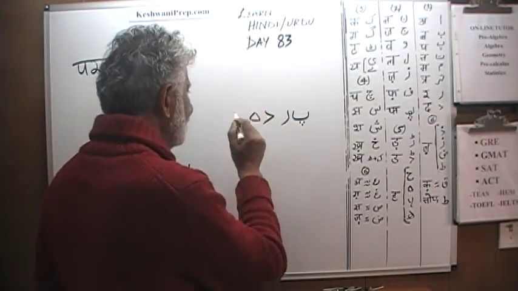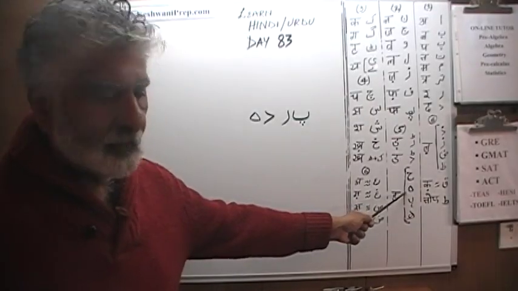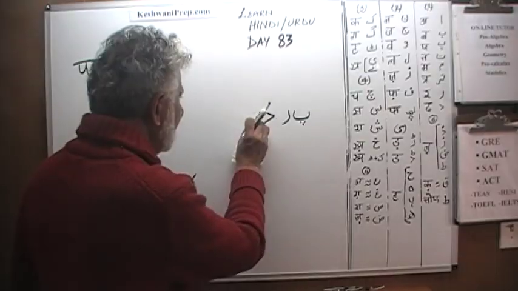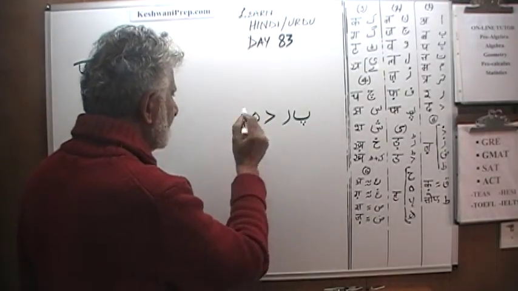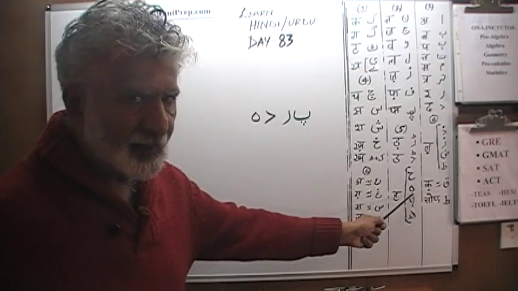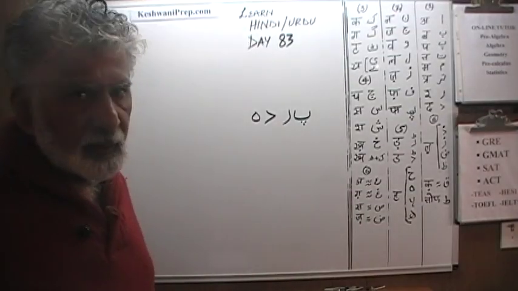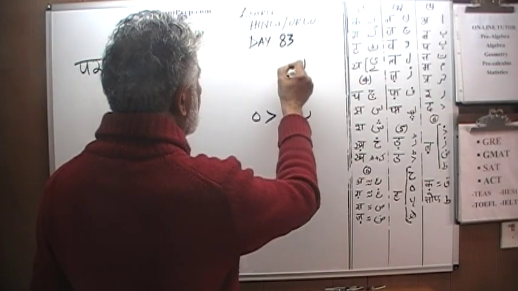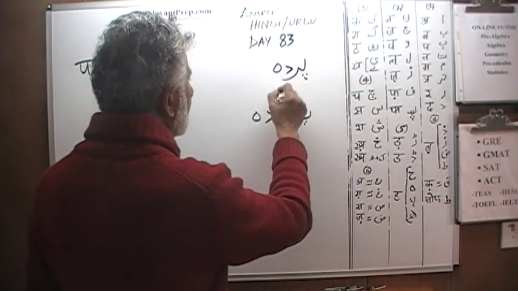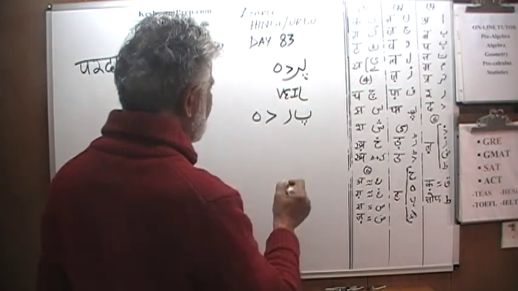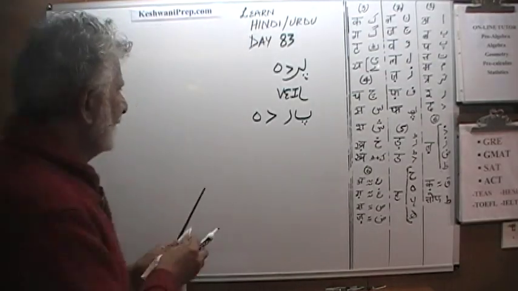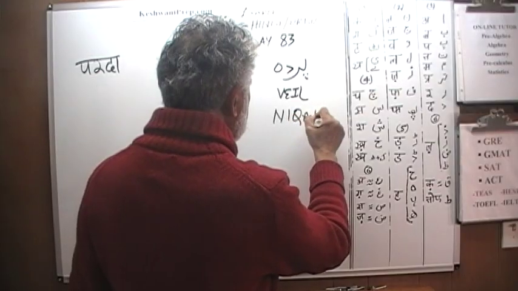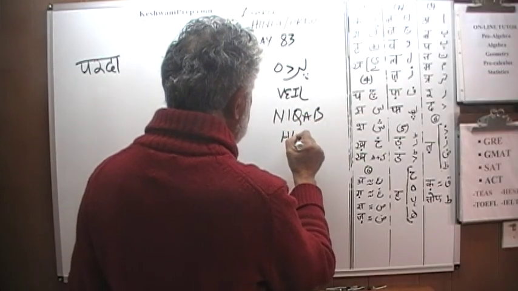Choti hai. Now I just happen to draw it like a triangle. It doesn't have to be a triangle. It's something like this, right there. The second one, choti hai. We have to put them together and then it will read parda. What's the parda? Parda is a veil. Parda is a niqab. It's a hijab.